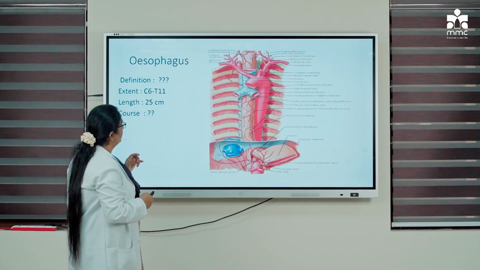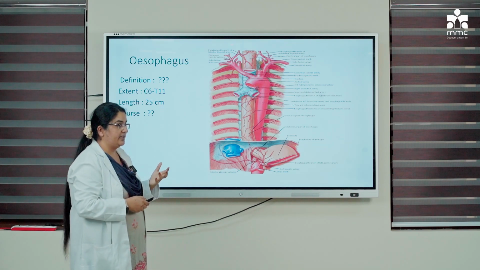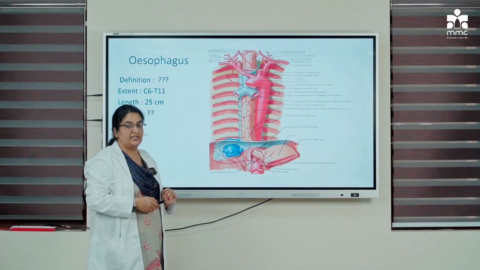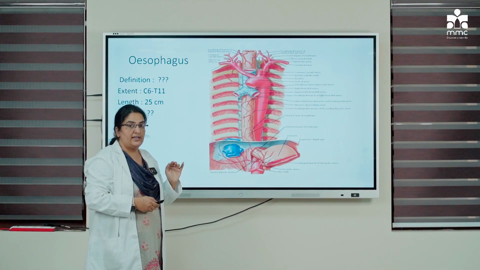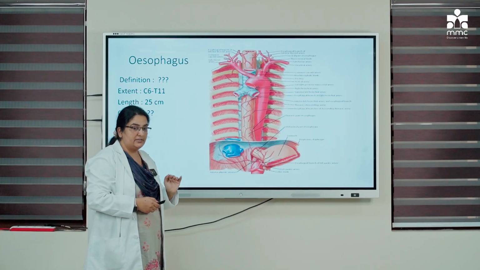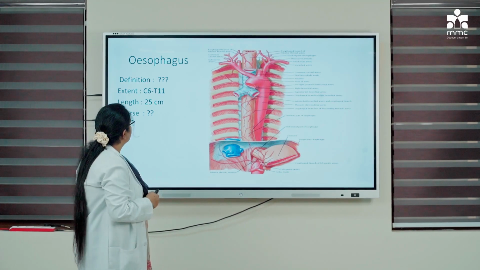Okay, here we can see it is starting in the neck, through the neck, it is passing through the superior mediastinum, from superior mediastinum it is going to the posterior mediastinum, and ultimately, while piercing the diaphragm, it will end into the stomach, at the upper end of the stomach.